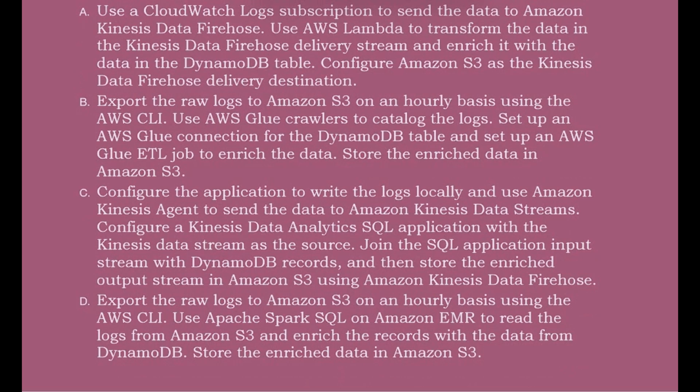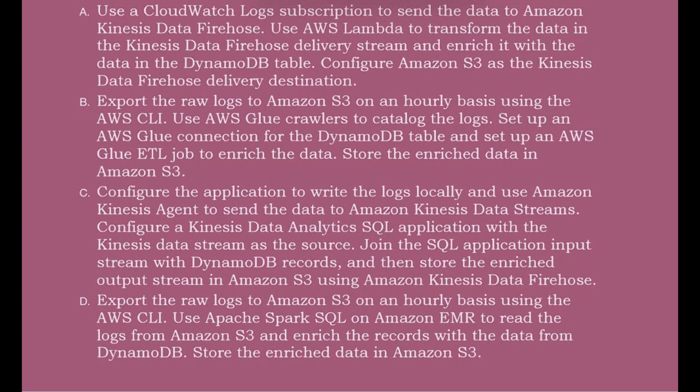Option C. Configure the application to write the logs locally and use the Amazon Kinesis agent to send the data to Amazon Kinesis Data Streams. Configure a Kinesis Data Analytics SQL application with the Kinesis data streams as the source. Join the SQL application input stream with DynamoDB records and then store the enriched output stream in Amazon S3 using Amazon Kinesis Data Firehose.